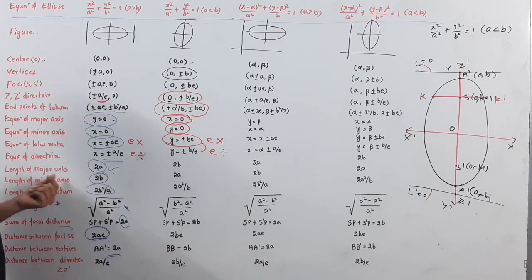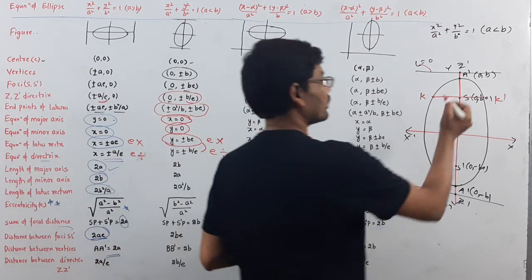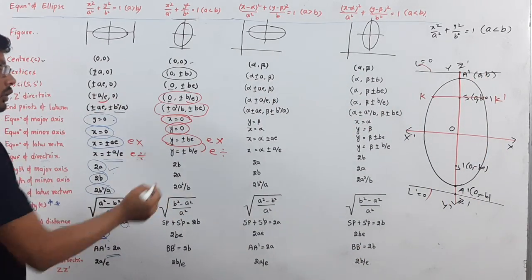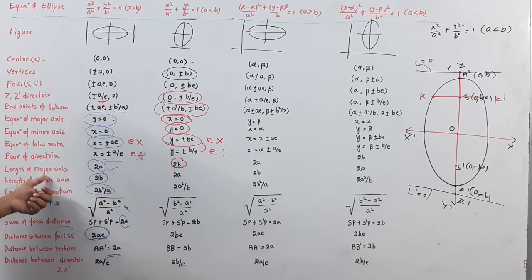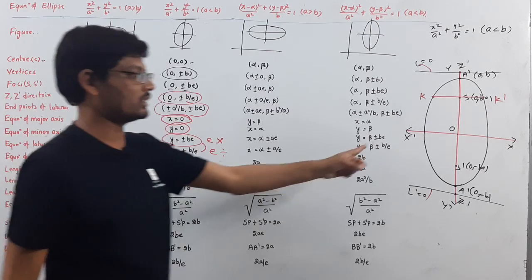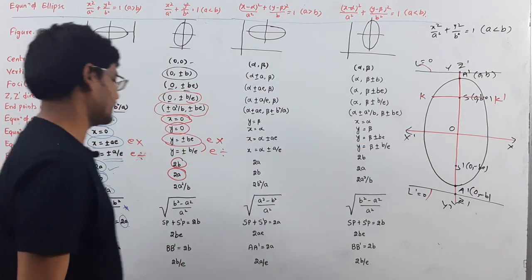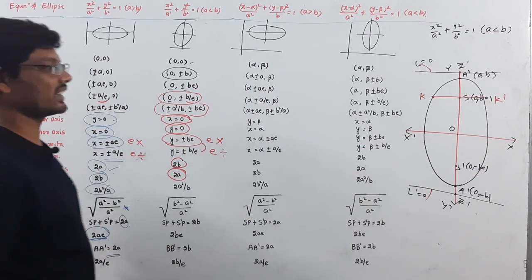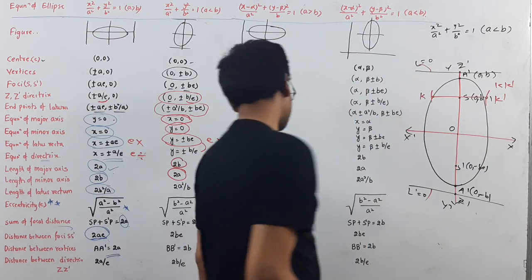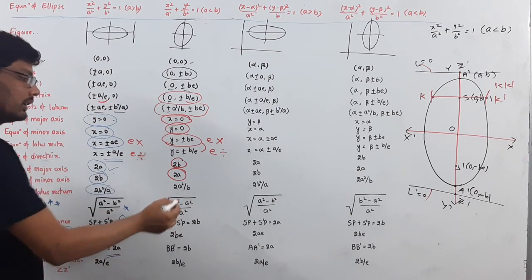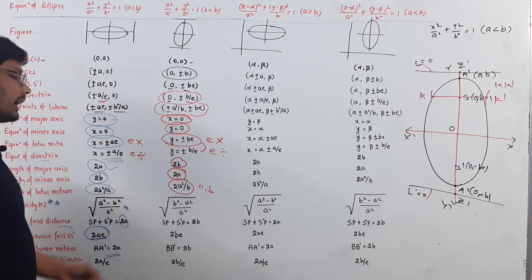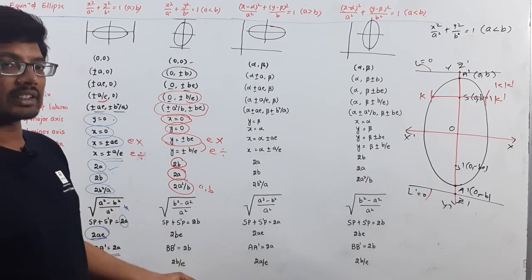And the next one, length of the major axis. If you want to find the length from here to here, the formula is 2b. This is for the major axis, this is for the minor axis. The minor axis is 2a, the major axis is 2b here. That's it. And length of the latus rectum. If you want to find K K dash, the length of the latus rectum is 2a square by b. You can substitute a and b values here. And this is the most important one, eccentricity.